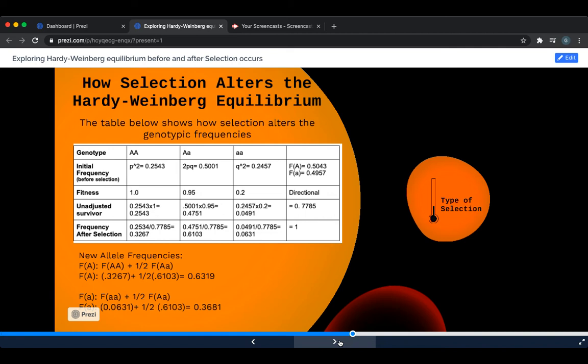We use these fitness levels to calculate our average fitness level as shown in row 3 of the table here. We can then use the average fitness value to find the genotypic frequencies after selection by dividing the unadjusted survivors by the average fitness value, as shown in row 4. We can then use these values to find the new allele frequencies. The equation and resulting frequencies are shown in the table below.